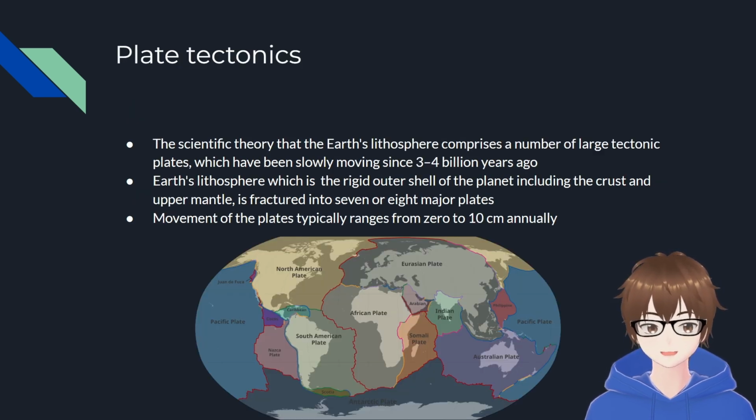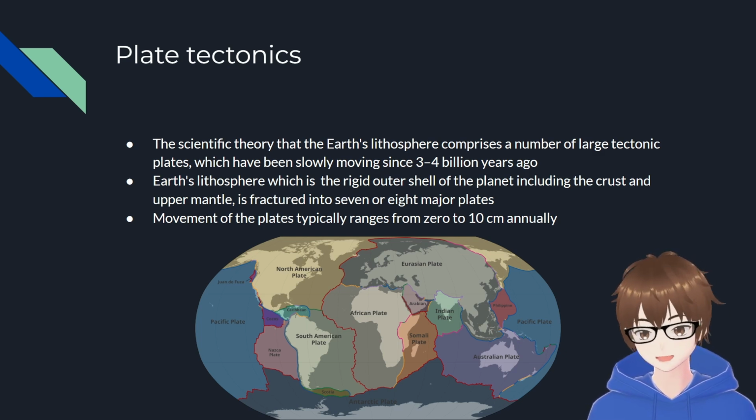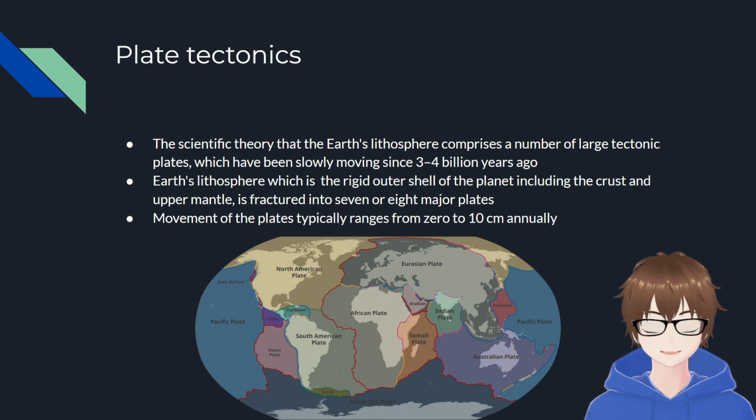So, before we actually learn about volcanoes, it's probably good to learn about plate tectonics. It is a scientific theory that the Earth's lithosphere is comprised of a number of large tectonic plates and they have been moving slowly since 3 or 4 billion years ago. So, they've been moving a long time. The Earth's lithosphere, which is the rigid outer shell of the planet, includes the crust and upper mantle, and it is fractured into 7 or 8 major plates. The movement of plates typically ranges from 0 to 10 centimeters annually.